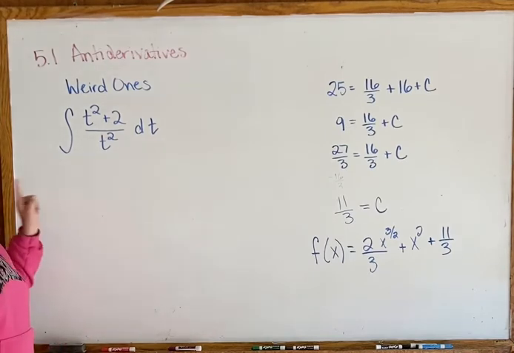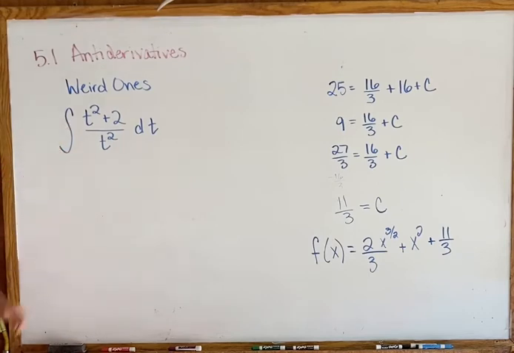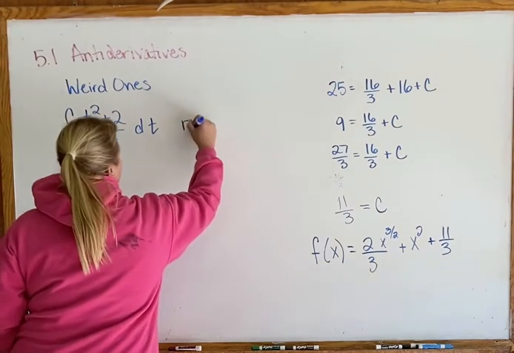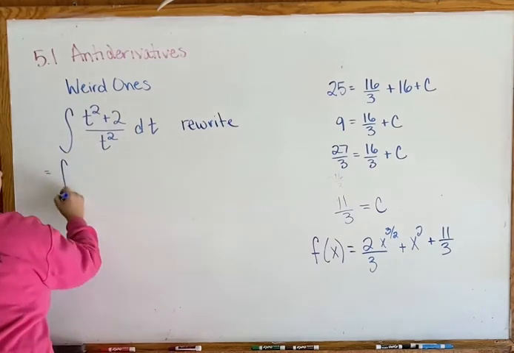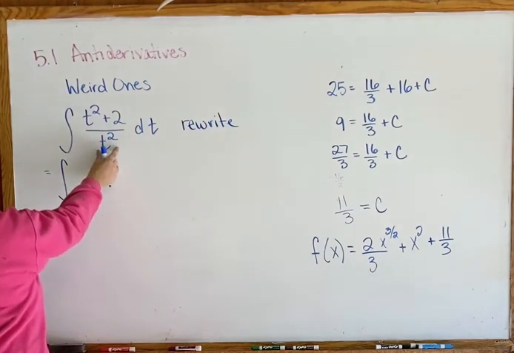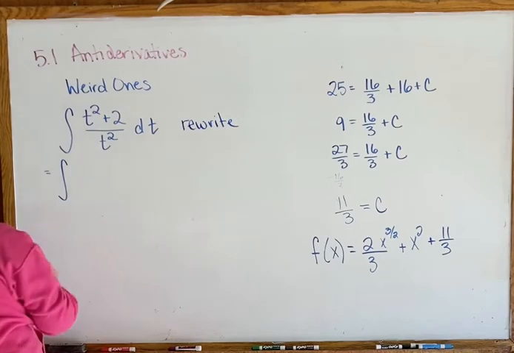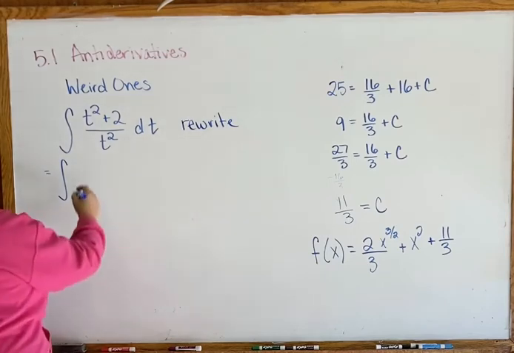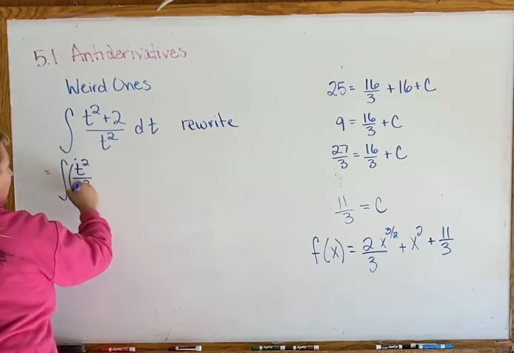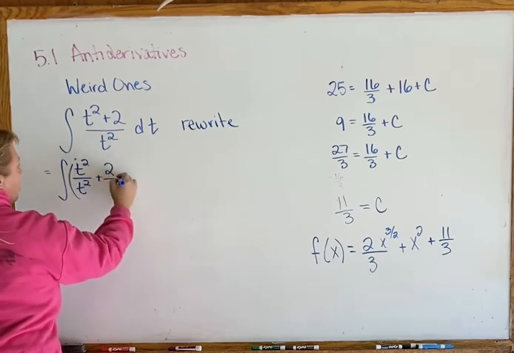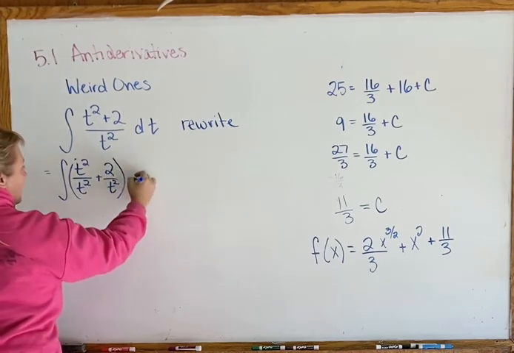So what we're gonna make sure that we do is when we see one that looks like this, we want to do a rewrite here. So what we wanna do is, because we just have a single term on the bottom, we want to split this up into two separate fractions. So we want this to look like t squared over t squared plus 2 over t squared dt.